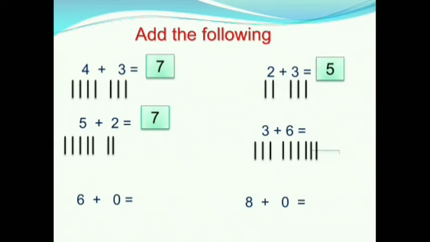It means 3 plus 6 is equals to 9. So the sum of 3 plus 6 is equals to 9. Children, see the next question. 6 plus 0. What is 6 plus 0? 6 plus 0 is equals to 6 only. Because when we add 0 to any number, we get the same number. So 6 plus 0 is equals to 6.